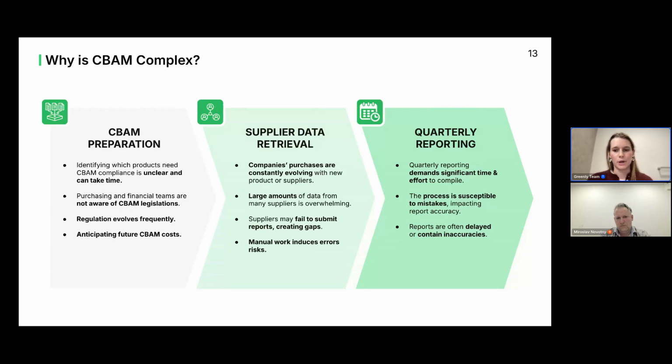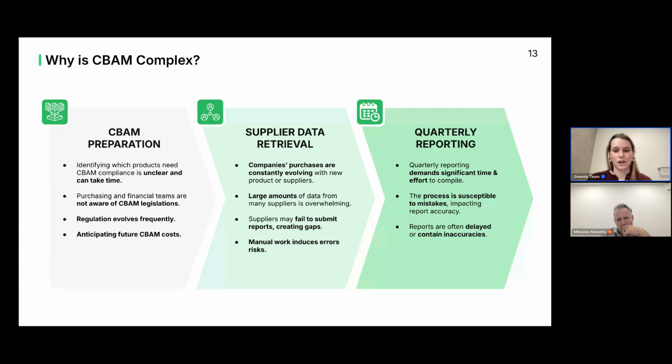On top of that, purchasing and financial teams often lack awareness of these regulations. I often get a really surprising reaction of people not even aware of this regulation coming into force, wondering if it is going to be postponed in some way. It really is a lack of awareness, and if that wasn't enough, the legislation is constantly evolving, making it hard to keep up with. That's something you mentioned, Miroslav. To have someone who can do intelligence on regulation is really important.